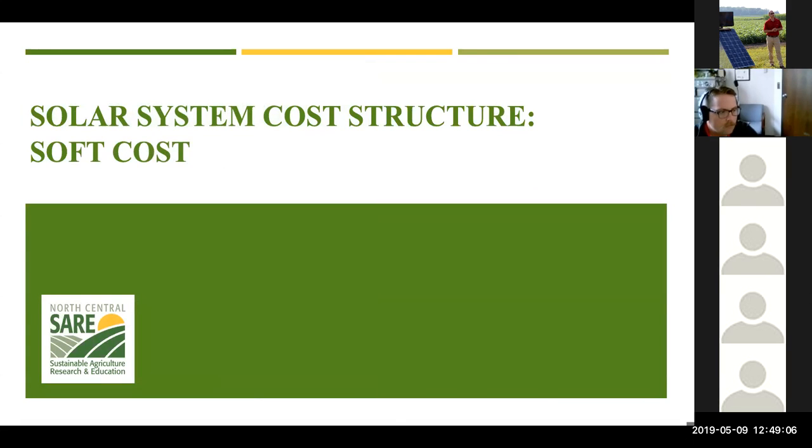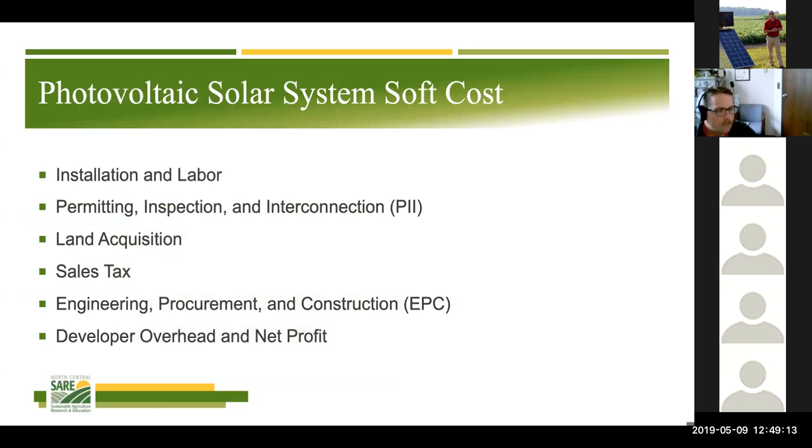All right, so we're going to take a little bit of a pivot here and start to talk about soft cost. At a high level, some of the things that we are talking about when we look at the soft cost of installing a commercial PV system on your farm or business are your installation and labor cost. What you might see is PII: permitting, inspection, and interconnection. Land acquisition, that's not quite as much for a commercial system. That would be more for a utility scale project. Sales tax, EPC, your engineering, procurement, and construction, and then just your overhead and net profit.